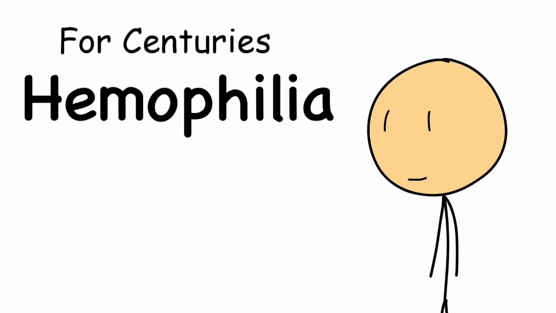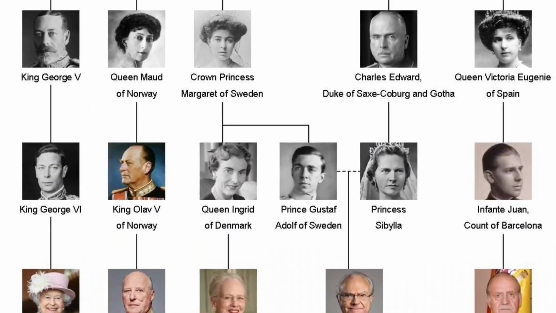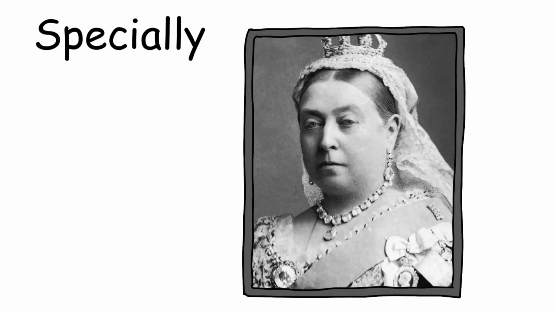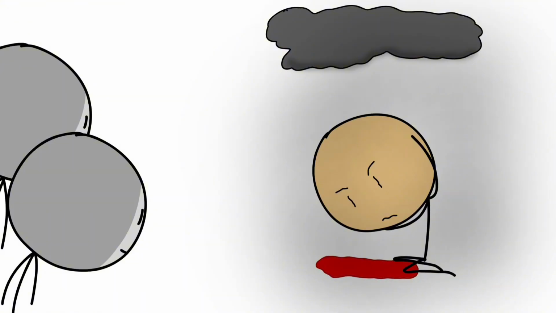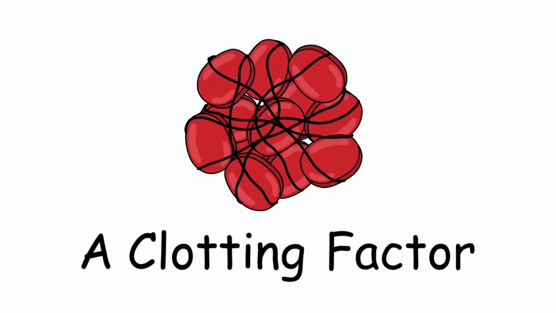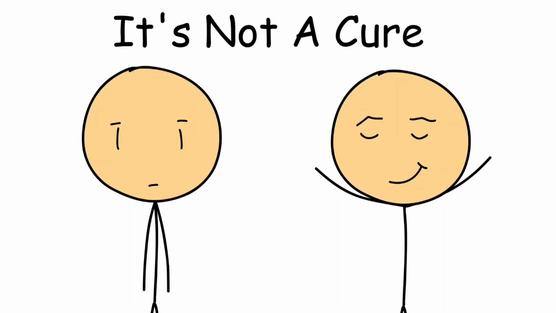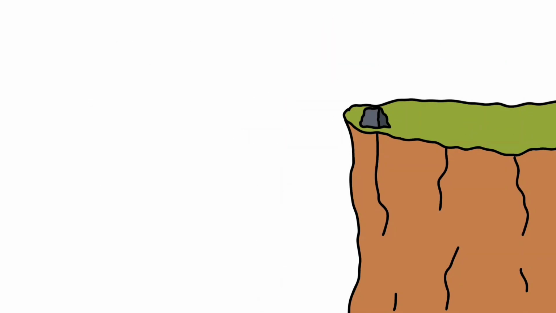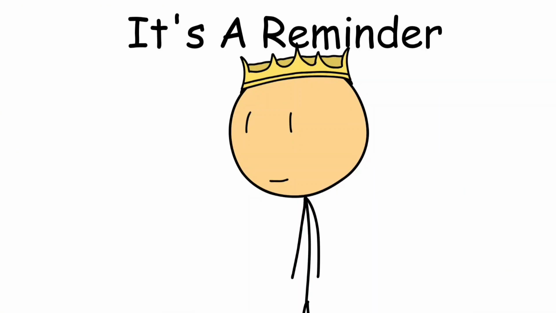For centuries, hemophilia was known as the royal disease. That's because it ran through the bloodlines of European royalty, especially Queen Victoria's descendants. Back then, medicine didn't understand genetics, so people thought it was a curse. In reality, it's caused by a missing or defective protein called a clotting factor, usually factor 8 or 9. Today, treatment involves regular injections to replace that missing factor. It's not a cure, but it keeps people alive and active. Still, one bad fall or injury can turn routine life into a medical emergency. It's a reminder that even royal blood can be fragile.